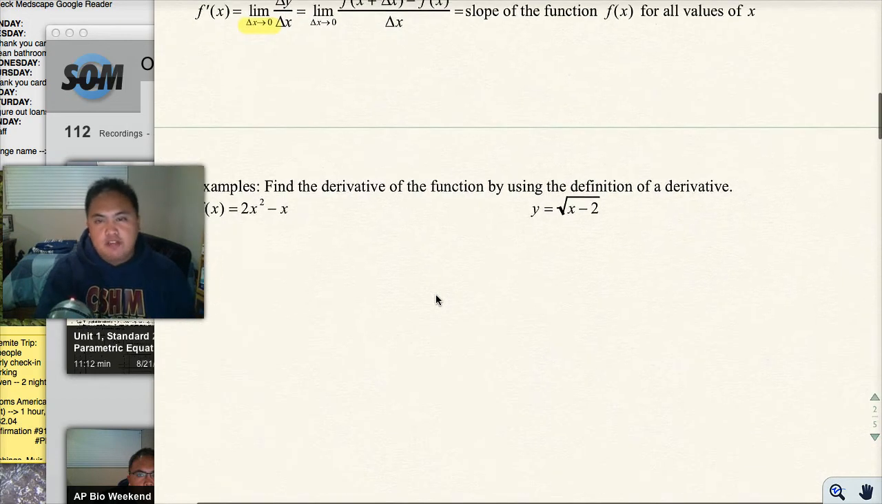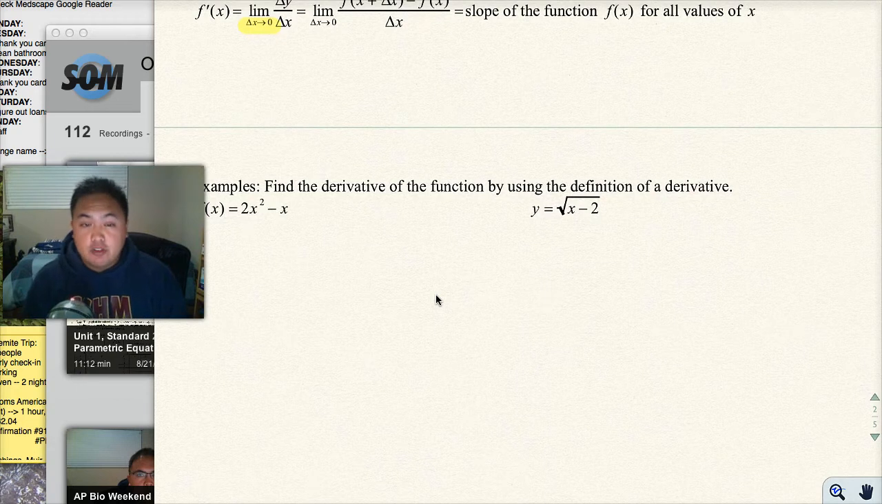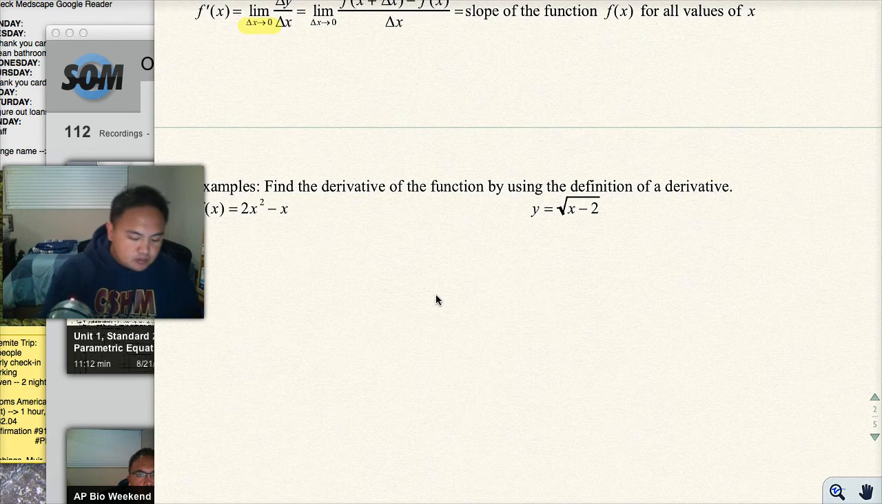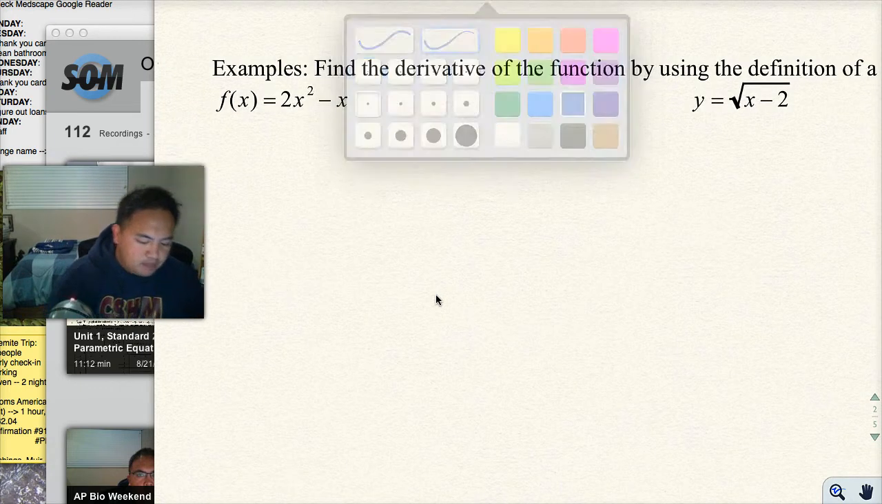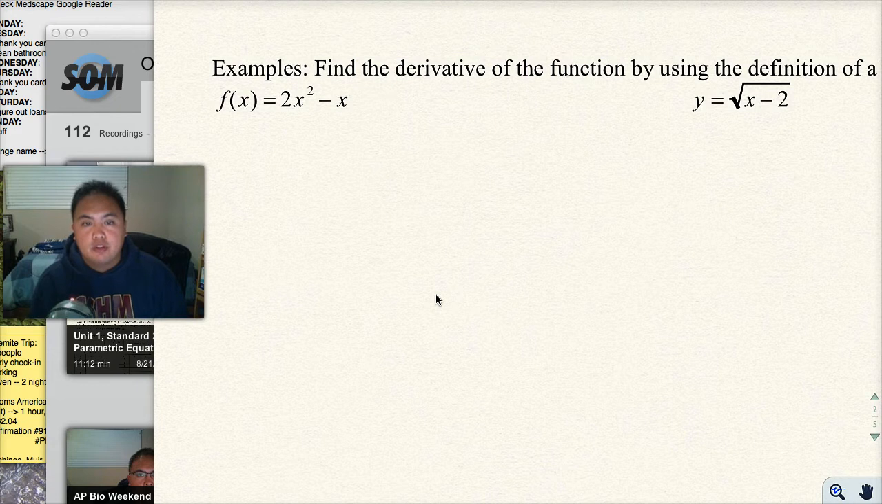This is the long way to find the derivative. Obviously, there are the shortcuts that you learned last year, but you also have to know the long way for the AP test. I'm not going to stress out about it because you're supposed to know the shortcuts. So I'm just going to do one example of doing this the long way. Here on the left, you have a function, and I want to find the derivative using the long way, or using the official definition.